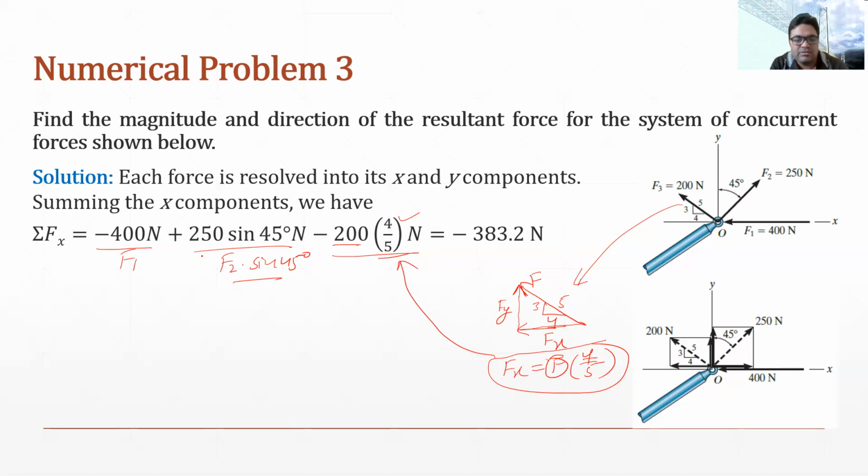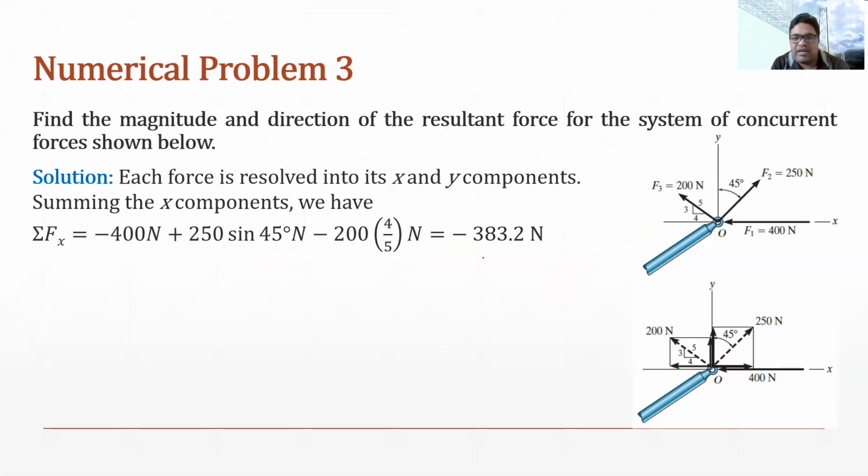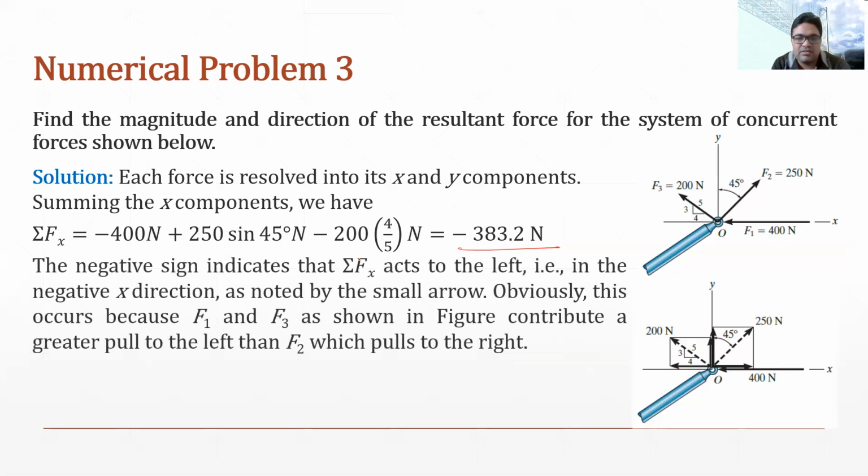And after calculation, we find the summation of Fx as minus 383.2 Newton. Now you can see the value of summation of Fx is negative, which means the horizontal force is towards the negative x. So I have written here the language: the negative sign indicates that summation of Fx acts to the left.